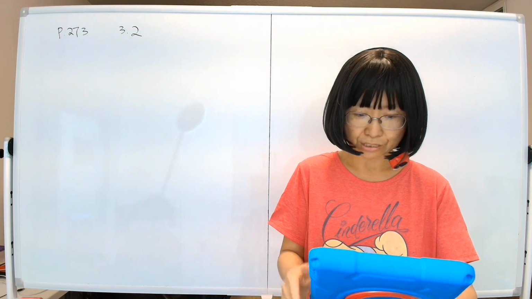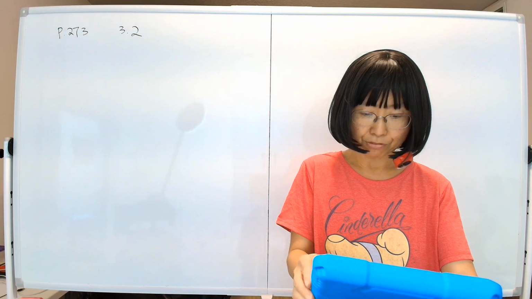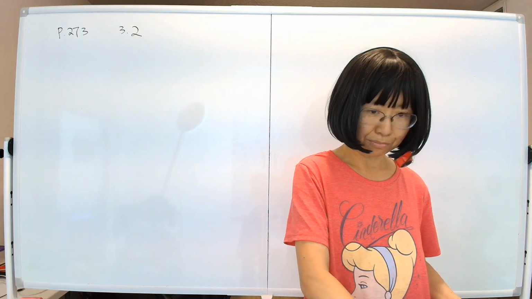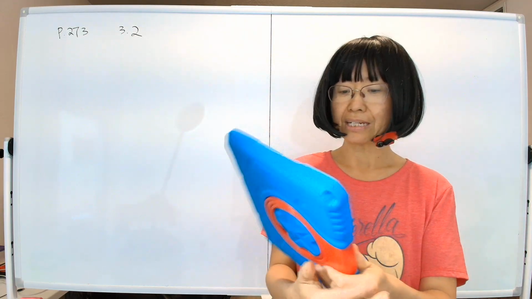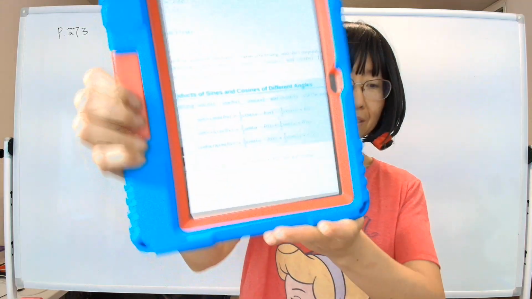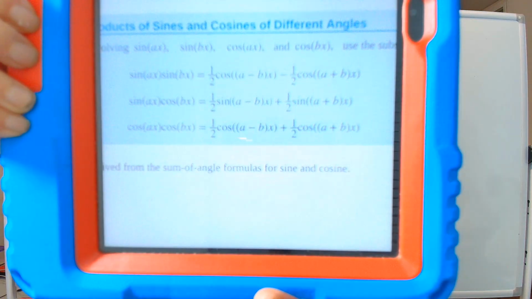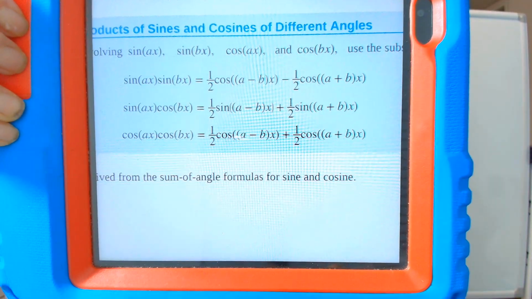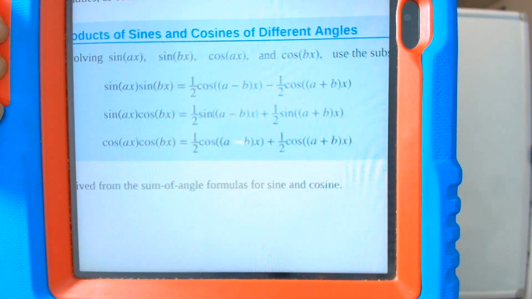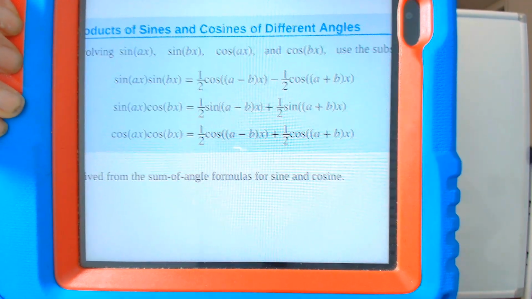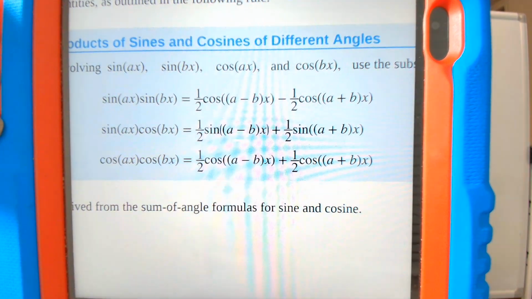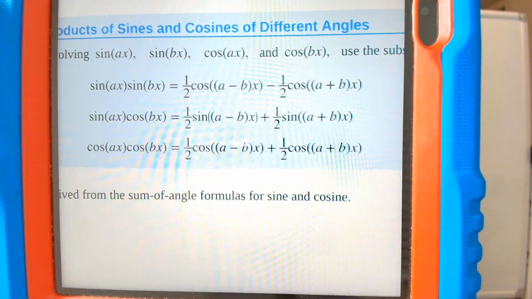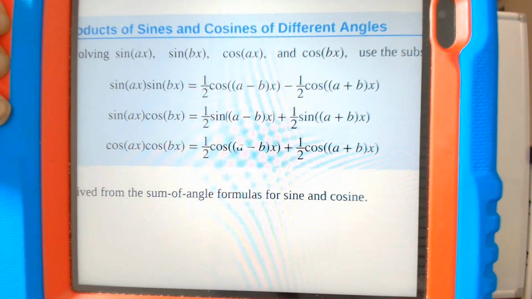So please do example 3.12 as your homework. Next, look at the bottom of the page where there are all these formulas that I showed you earlier. How are we going to integrate if we have a bunch of stuff that has sine of some x and then sine of some other x? For example, what if you have to integrate sine x, sine 2x, or sine 3x, sine 4x?